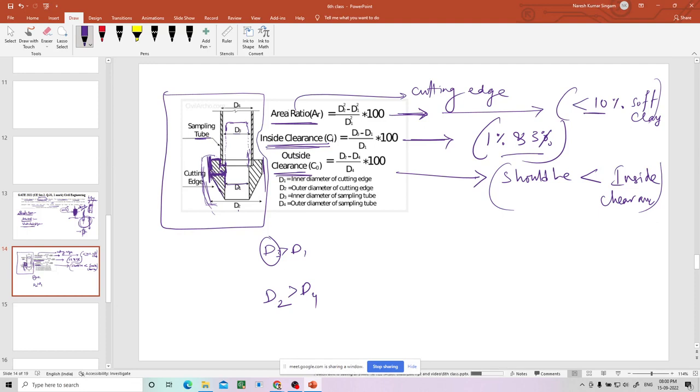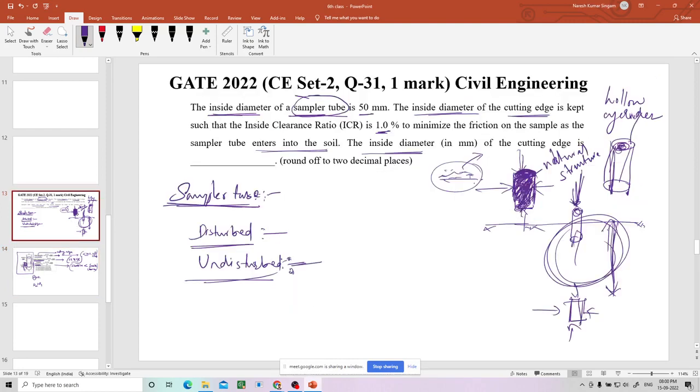Now what is the question? We can understand what he is saying. Inside diameter of the sampler tube: he has given D3 is 53 mm. And inside diameter of the cutting edge is kept such that the inside clearance ratio is, what? D3 minus D1 by D1 into 100. Whereas D3 is the sampler tube diameter and D1 is the cutting edge inside diameter. Both are inside diameters only, because we are talking about inside clearance ratio.